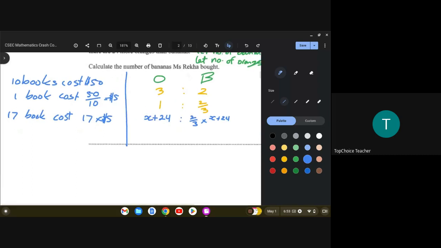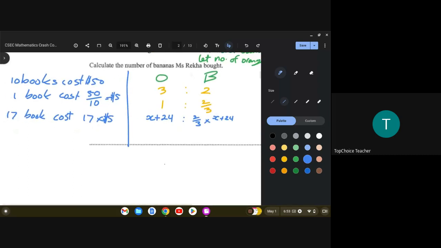Let's compare it to what we did here. For every 3 oranges she bought, 2 bananas. So if she had bought 1 orange, that means she would have to buy 2/3 of a banana. You divide the 50 by the 10. Right? So the same way we divide the 50 by the 10 here, same way we divide the 2 by the 3 here. So moving on.